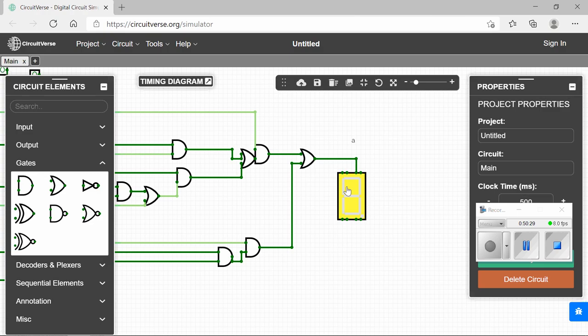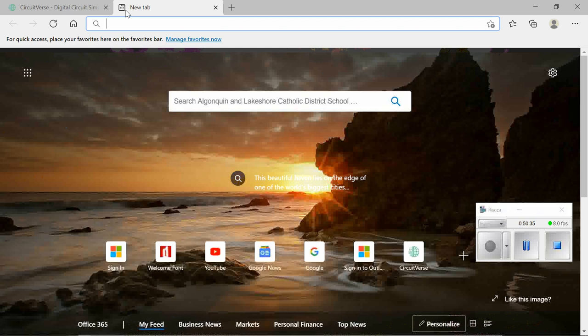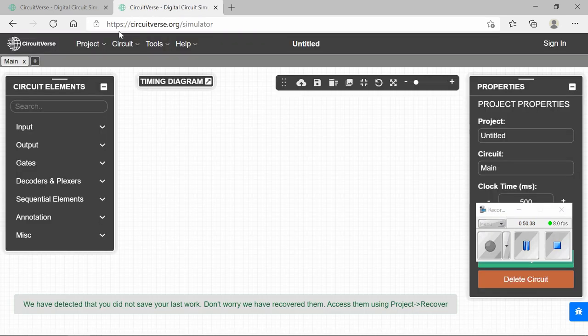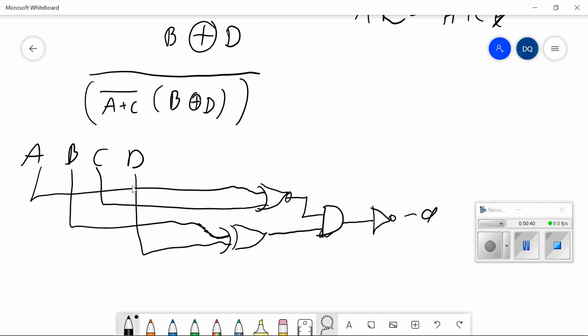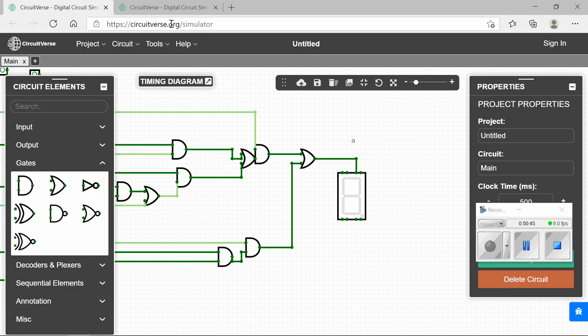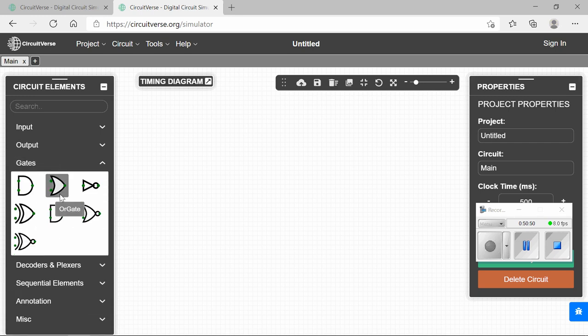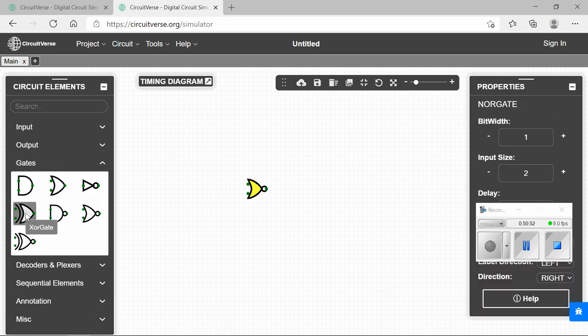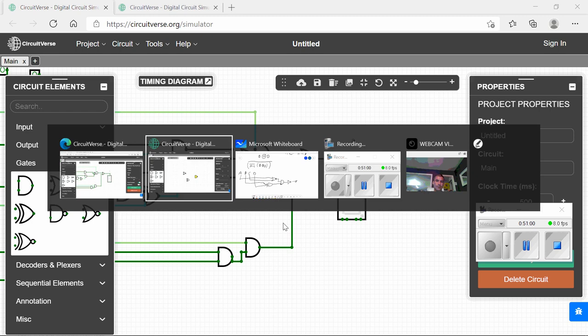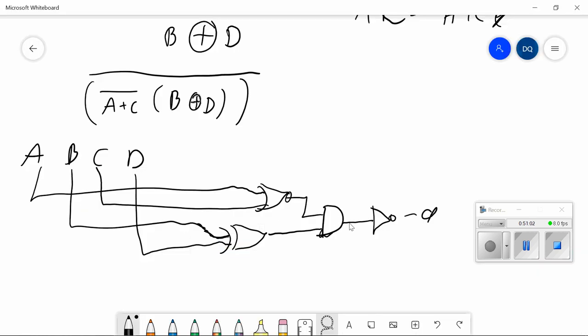So I've taken all of that crazy amount of work, and it looks like I've turned it into, let's go to CircuitVerse here, and I've turned it into just a couple of gates here, a NOR, an XOR, an AND, and a NOT. So let's try that. So I've got a NOR, an XOR, an AND, and a NOT. So that's actually even a NAND gate. Looks like I'm down to three gates. Yeah, I'm just using a NAND gate there.